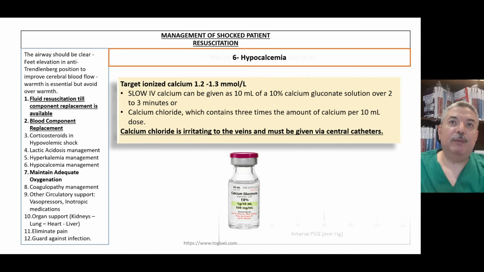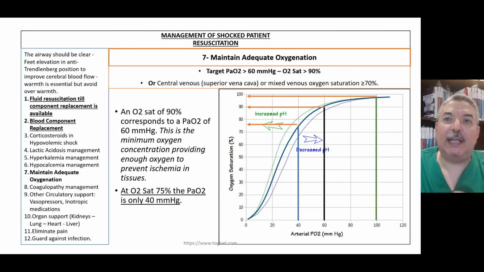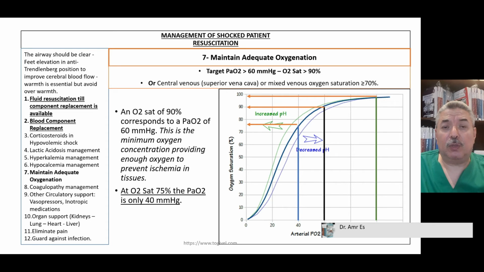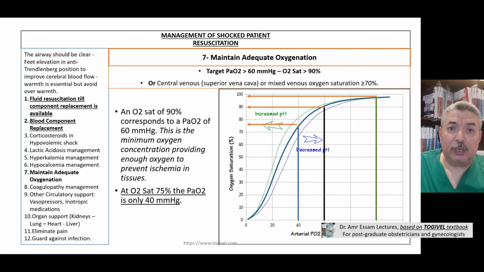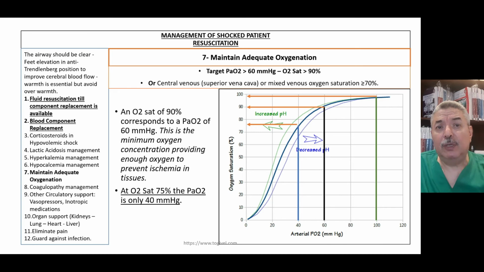Now, the next problem is the maintaining of adequate oxygenation. For adequate oxygenation, we talked a lot about the partial pressure of oxygen, arterial, and the saturation and the difference between them. What I need is to keep the pressure of oxygen above 60 millimeters mercury and the saturation above 90%. So 91, 92, 93 up to the normal, which is 98 to 100%.